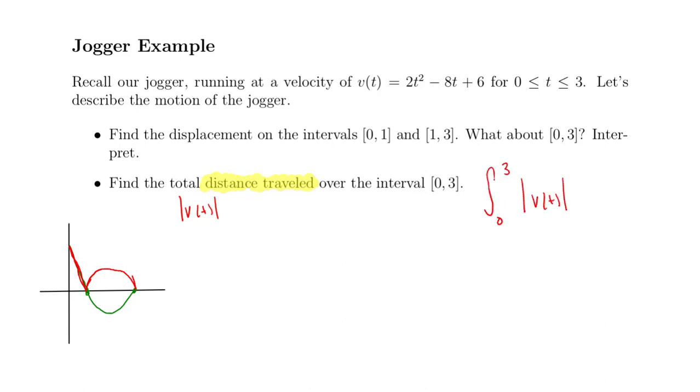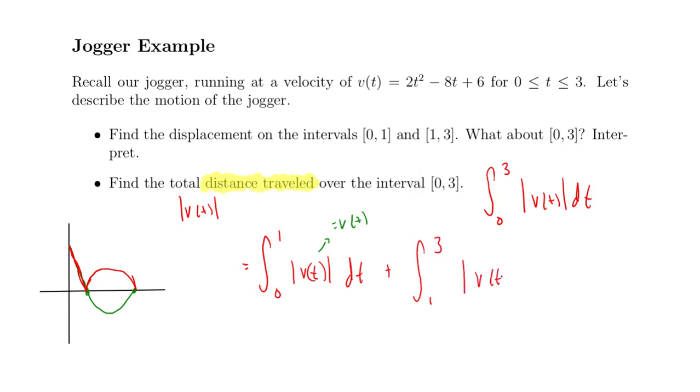absolute value of v of t, which I'm going to notice, because I've sketched this, is really the integral from 0 to 1 of the absolute value of v of t, which is the same thing as v of t, because it's already positive, plus the integral from 1 to 3 of the absolute value of v of t dt. But in this side of things, because our velocity function is negative, we'll tack on another negative to flip the sign. That's all we've got.